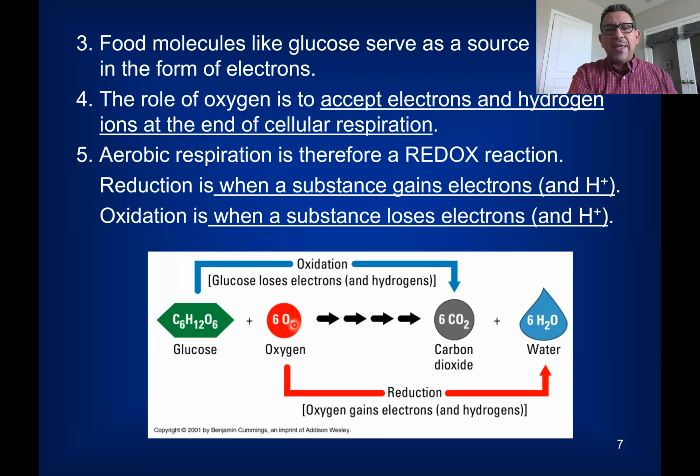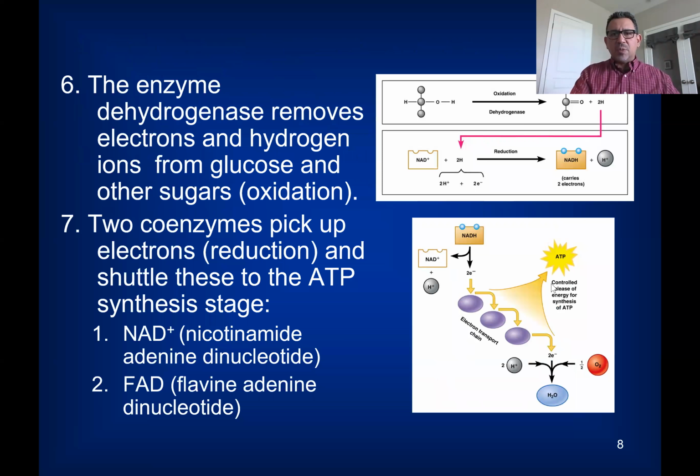And what can we make if we add hydrogen and electrons to oxygen? Hydrogen and oxygen can make something like water. Because oxygen is gaining electrons and hydrogen ions, oxygen is being reduced. And that is what you see indicated in this equation. Oxygen is reduced to form water. So these are some concepts that you need to spend some time thinking about. What is the meaning of redox? What is the meaning of reduction and oxidation, and how does it apply in the process of aerobic respiration?